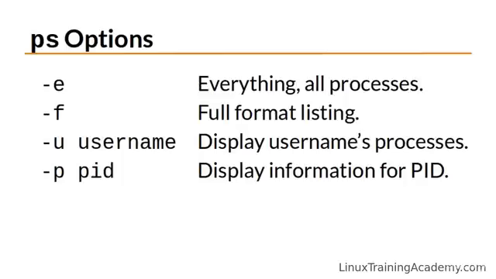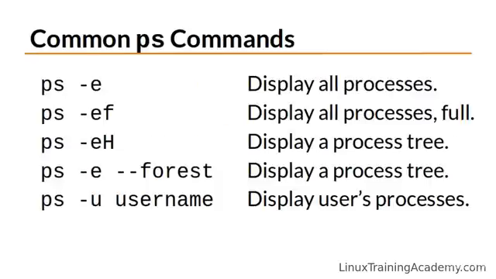ps -p PID. Here are some common ps commands that you could use. ps -e to display all the processes. ps -ef to give you a full listing of all the processes. There's a couple of different ways to display processes in a tree-like output: ps -e with a capital H, or -e with the --forest option. Again, to display a specific user's processes, use ps -u and that username.